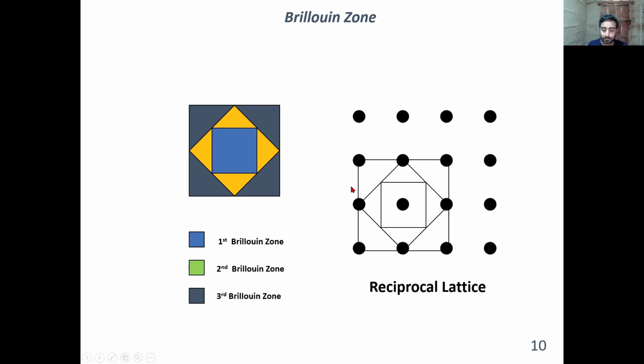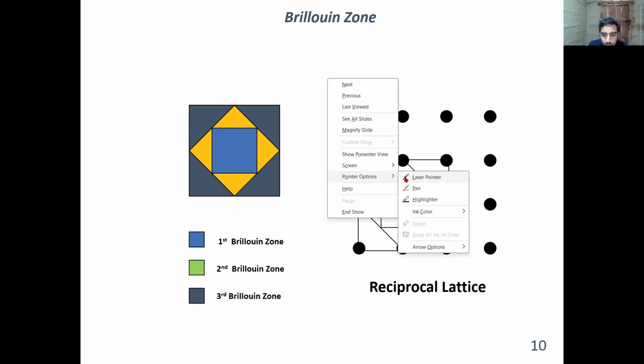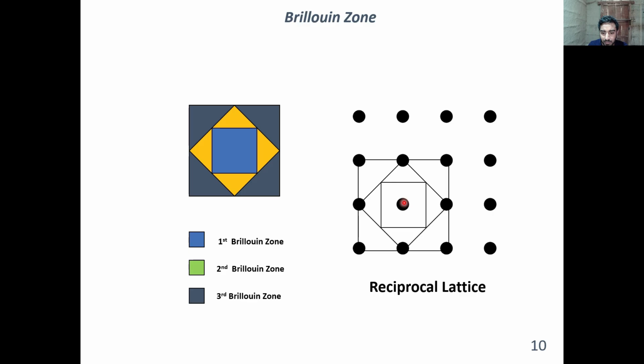Consider a two-dimensional reciprocal lattice, and if we consider just a single point, anywhere, then consider the nearest atoms. If we consider this atom, the nearest atoms are this one, this one, this one and this one. So we just consider the nearest atoms and select the bisector. This one and this one, the bisector is this, and this one and this one, the bisector is this, like this one and the other one.